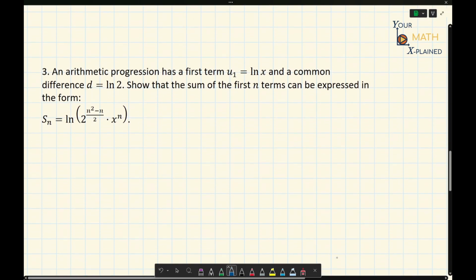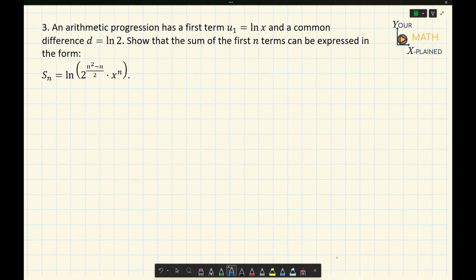Now moving on to our second example. Here we have an arithmetic progression where the first term is ln of x, and we know that the common difference is ln of 2. And we're asked to show that the sum of the first n terms can be expressed in this form here. So we're going to start with the formula for s sub n, and that is equal to n over 2 times 2 times u sub 1 plus n minus 1 times d.